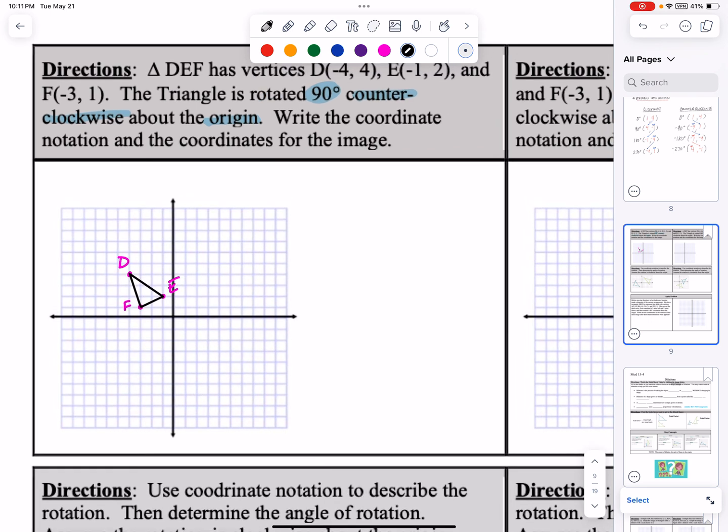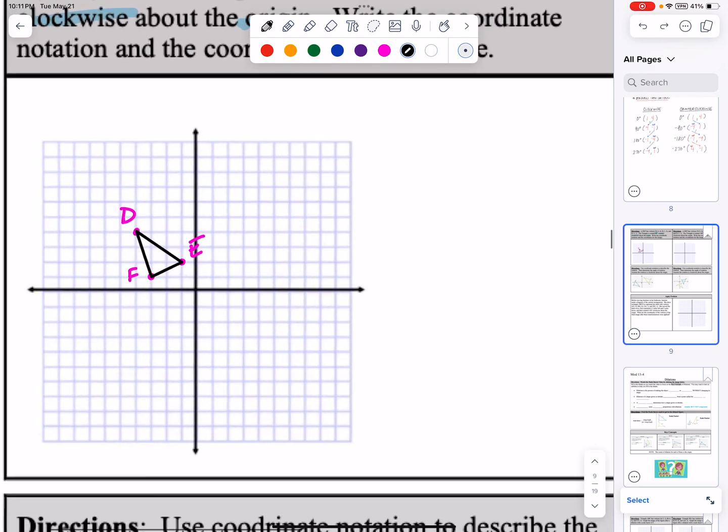Now let's go ahead and figure out where the image is going to go. So we're rotating 90 degrees, so we know we're rotating one spot, and we're going counterclockwise. So first thing I'm going to do is show my arrow that shows that I'm going counterclockwise. And we have a couple options here. The first thing to be aware of is we can use some different tricks too. So I do want you to see this.